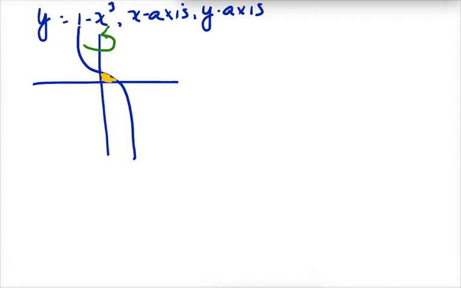Okay, so let's see. The region we're looking at is bounded by y equals 1 minus x cubed, which is the shape of a cubic, the x-axis and the y-axis, and you're revolving about y.